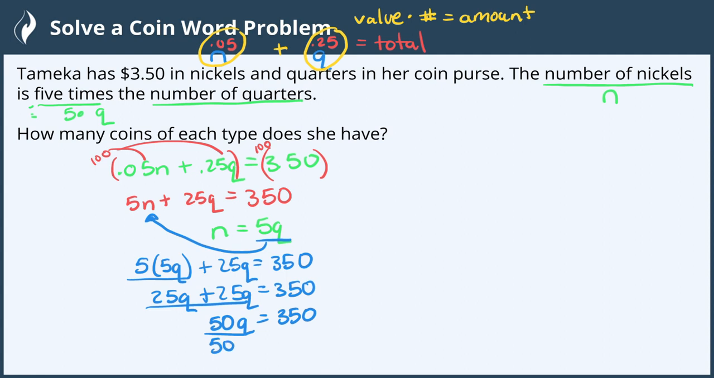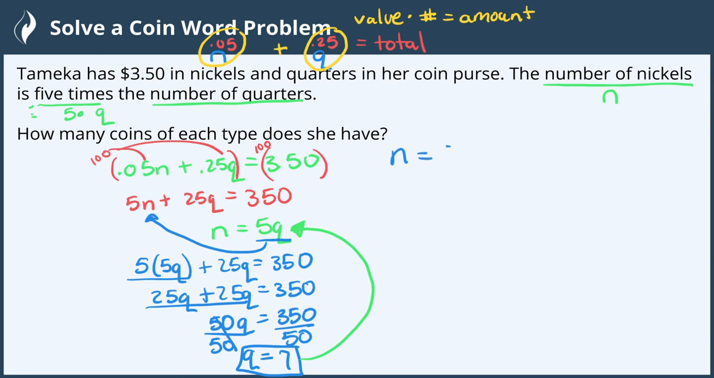Dividing both sides by 50 gives me Q equals 350 divided by 50, which is 7. So we have 7 quarters. Now that we have that, we can substitute it back into the second equation. We could choose the first, but it's a lot more messy. The second one's already solved for N.